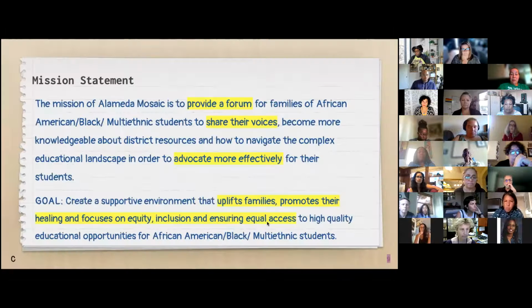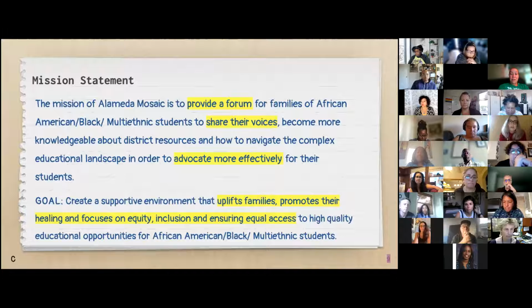The mission of Alameda Mosaic is to provide a forum for the families of African American, Black, and multi-ethnic students to share their voices and gain the knowledge that they need in order to successfully navigate the complex educational landscape and advocate more effectively for their students. Our goal is to create a supportive environment that uplifts families, promotes healing, and focuses on equity, inclusion, and ensuring equal access to high-quality educational opportunities and site-level support for African American, Black, and multi-ethnic students. Next slide, please.